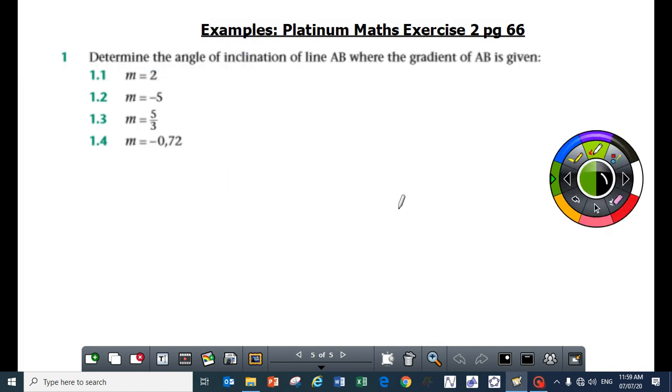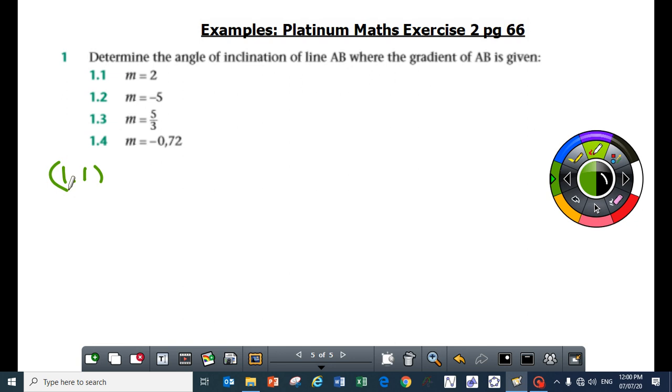Okay, so I'm going to do only 2 of them. 1.1 and 1.4. Okay, so let's start with 1.1. Right, the question says determine the angle of inclination of line AB where the gradient of AB is given. Okay, so you've got 4. These questions are in your textbook.